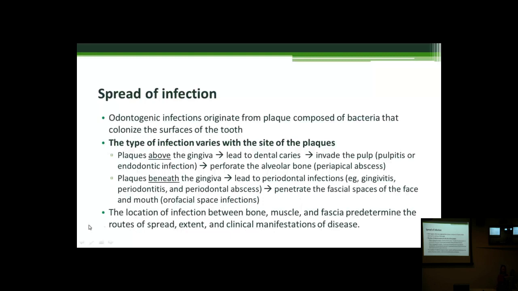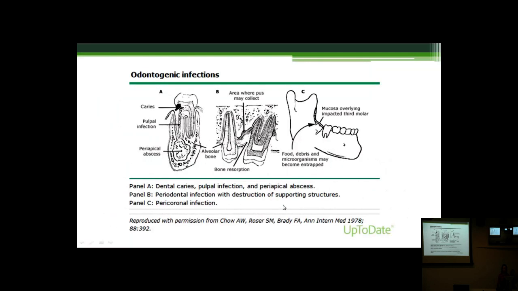The location of the infection between the bone, muscle, and fascia can predetermine the way the infection will continue to spread further out. So with odontogenic infections, this is more of a visualization of the formation of the abscess underneath the tooth and how, in between spaces, it can continue to spread from the side of the gingiva and out. And if it continues to advance, it can go underneath and cause further damage to the bone around the maxilla.